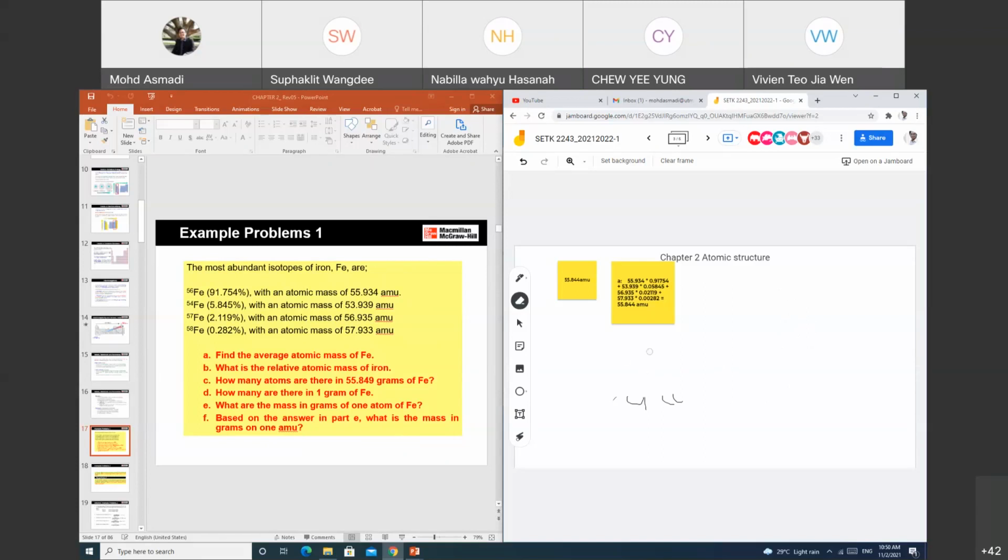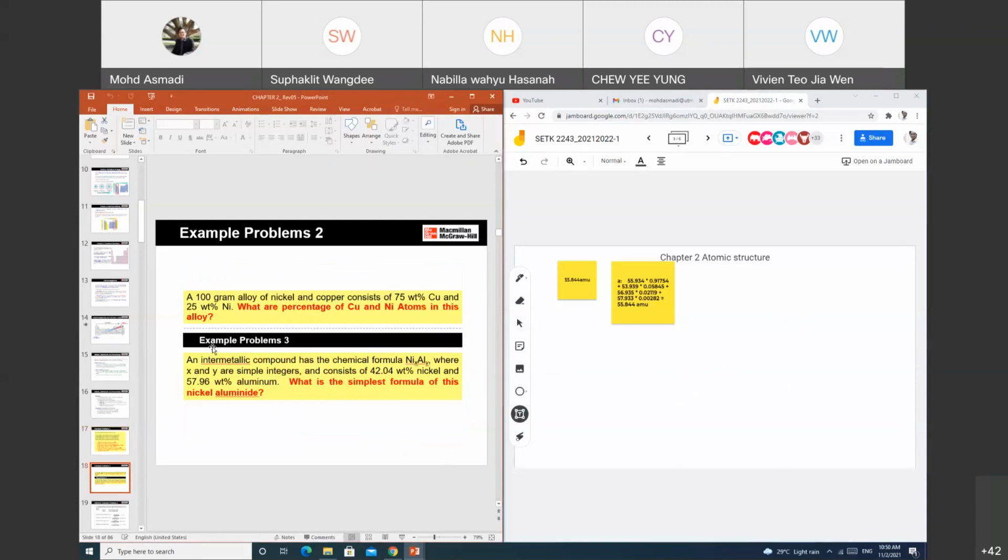Okay, so there's another tutorial, actually, till we almost finished. So short. How about this one? A 100 gram alloy of nickel and copper consists of 75% of copper and 25% of nickel. What are the percentages of copper and nickel atoms in this alloy? Can you find the answer?